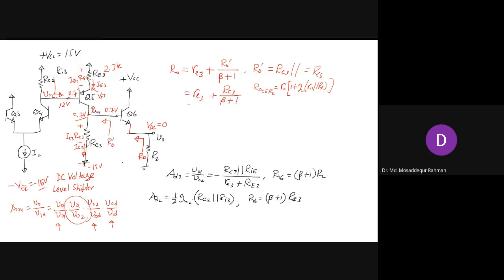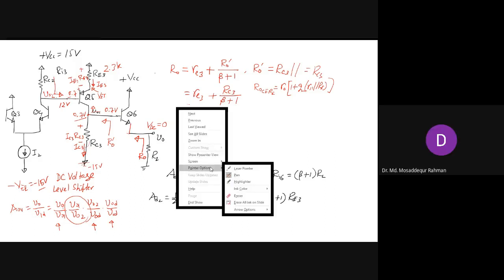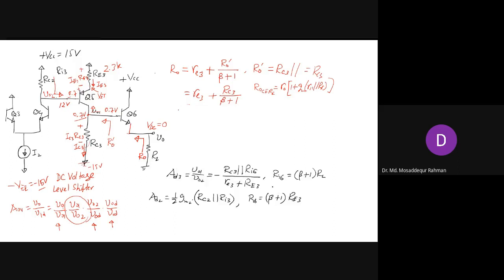So is that understood? Yes, sir. Okay, any question? So we have addressed the different aspects of this multi-stage differential amplifier. What are the issues and how we can overcome, solve those problems.